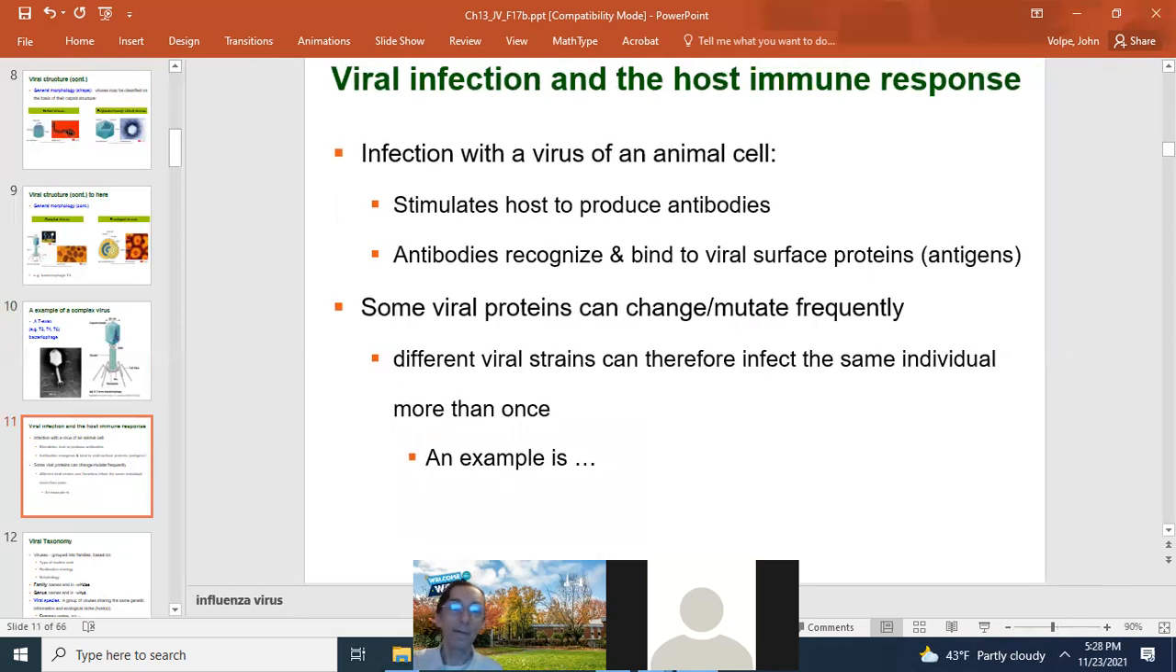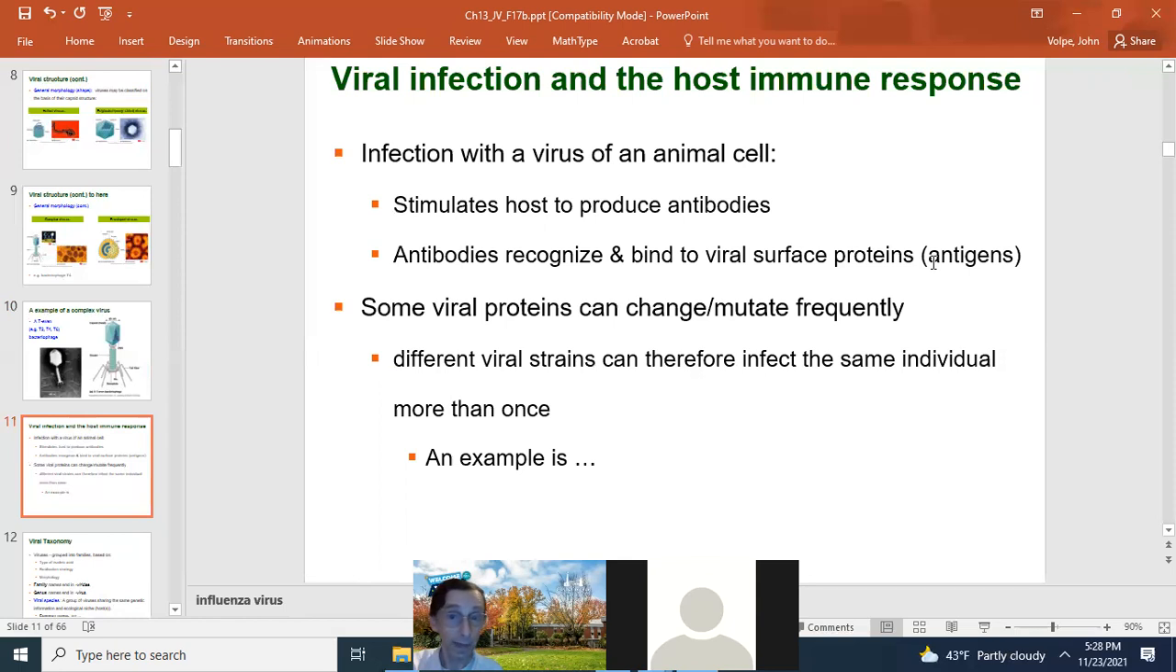So when viral infection occurs in an animal, the host immune system generally will respond. So the virus stimulates the host to produce an immune response, such as the production of antibodies. The antibodies recognize and bind to viral surface proteins. These we call antigens, and they tend to be the outermost molecules of the virus.